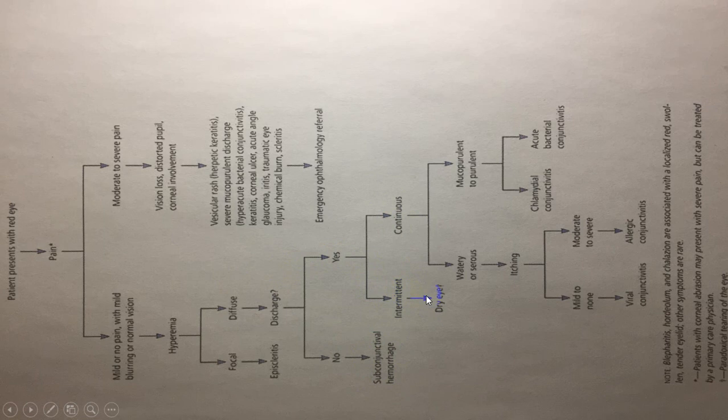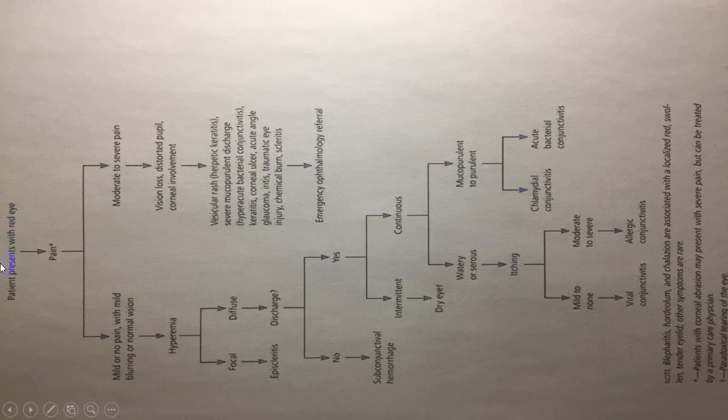If there is intermittent discharge, this is dry eye, and if there is continuous discharge, you will check whether the discharge is watery or serous, or mucopurulent or purulent. If there is watery or serous discharge, you will check for itching. If there is mild or no itching, this is viral conjunctivitis. If there is moderate to severe itching, this is allergic conjunctivitis. And if there is mucopurulent or purulent discharge, this may be chlamydial conjunctivitis or acute bacterial conjunctivitis.